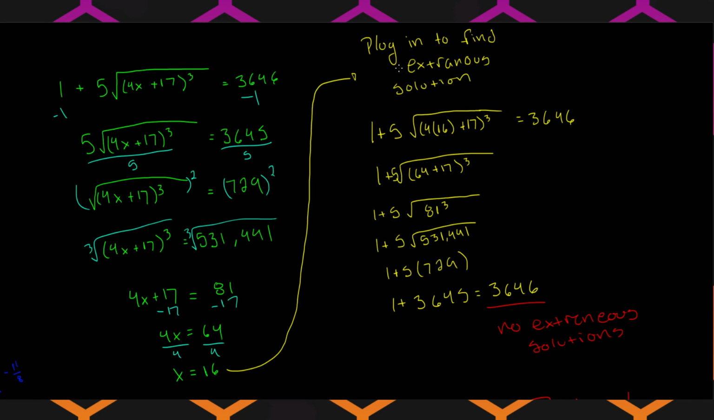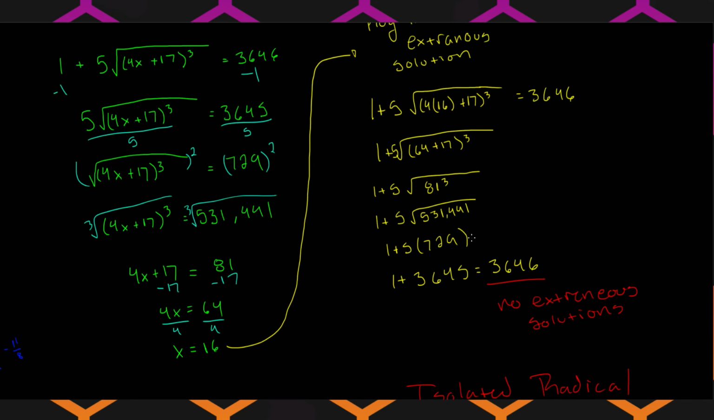So what we do is we bring that all the way up and plug it into the original equation to find out if it's an extraneous solution. So 1 plus 5 times the square root of 4 times 16 plus 17, all raised to the third power, equals 3646. 1 plus 5 times the square root of 64 plus 17 to the power of 3. And then we move that down. 64 plus 17 is 81 to the power of 3.